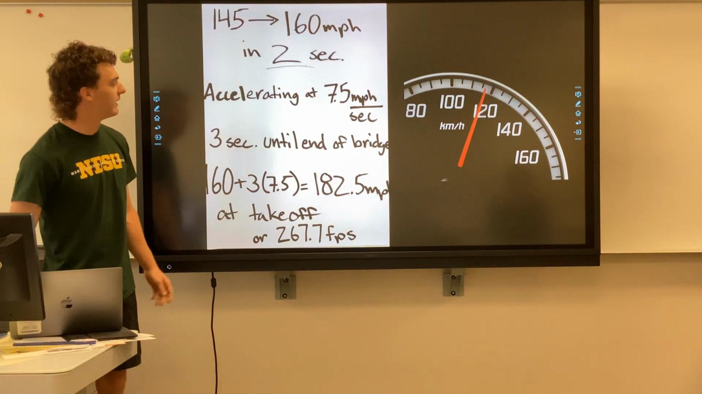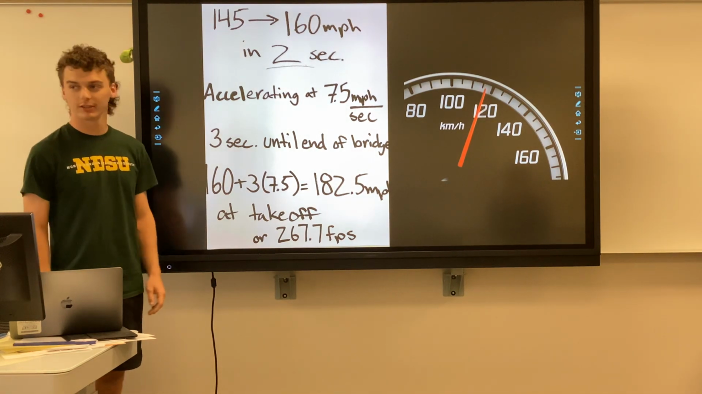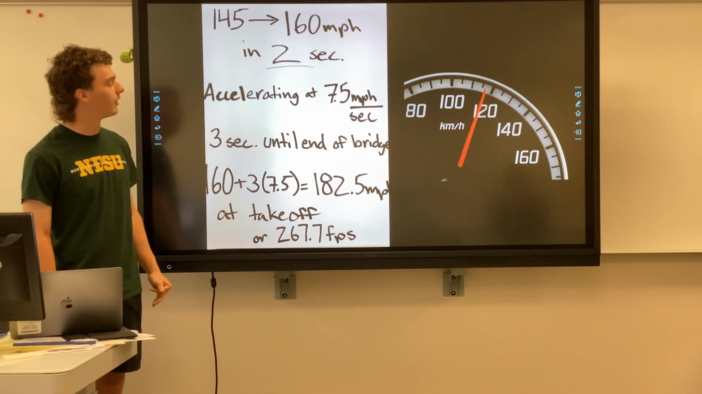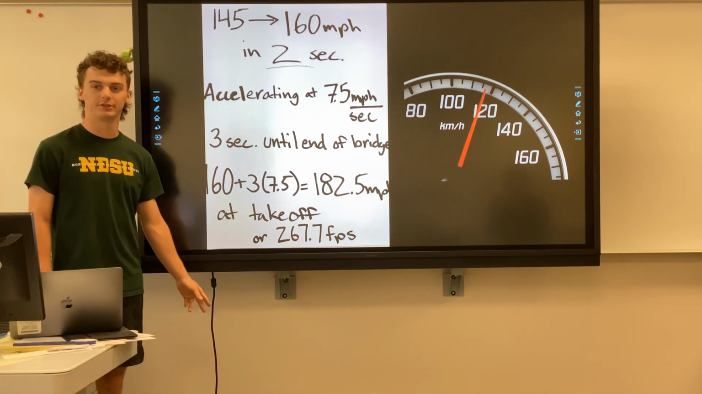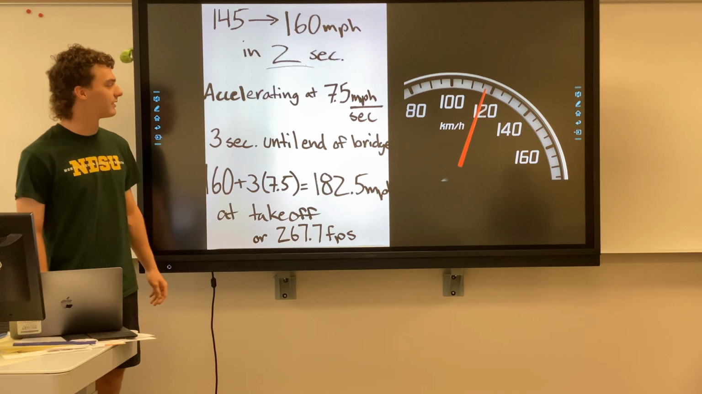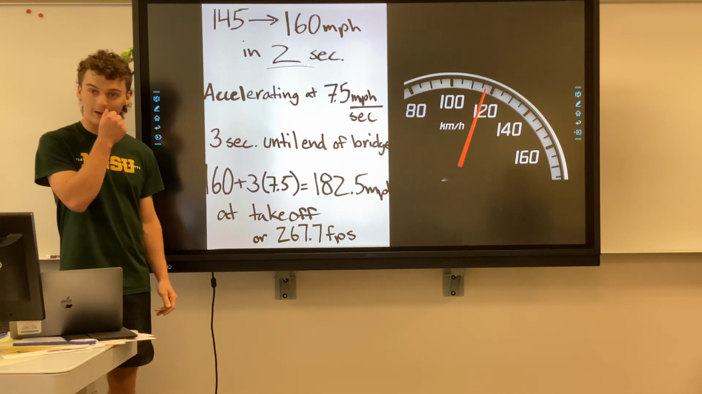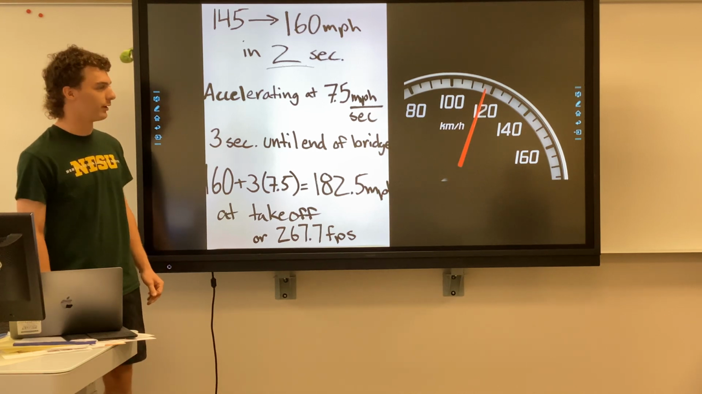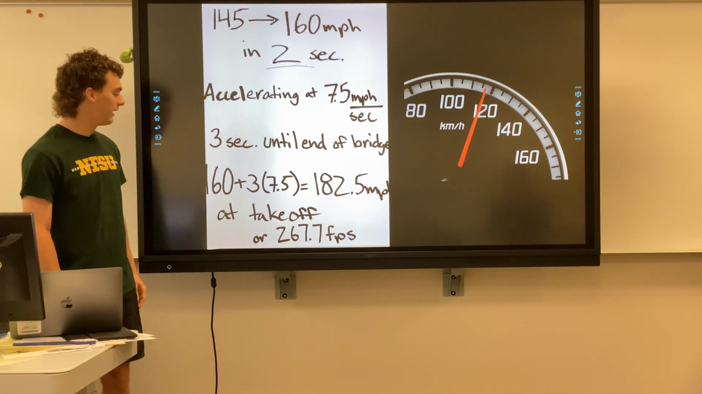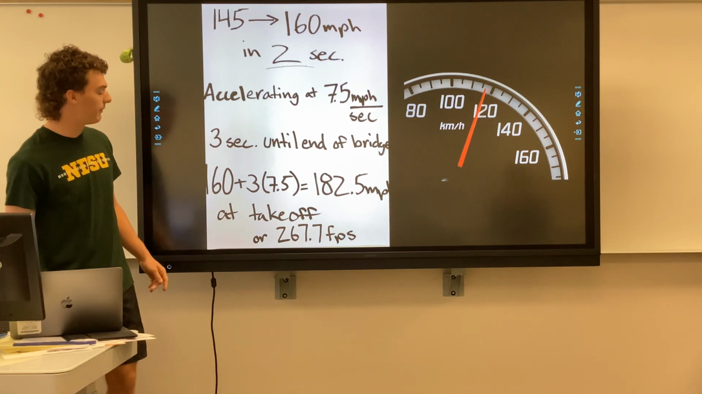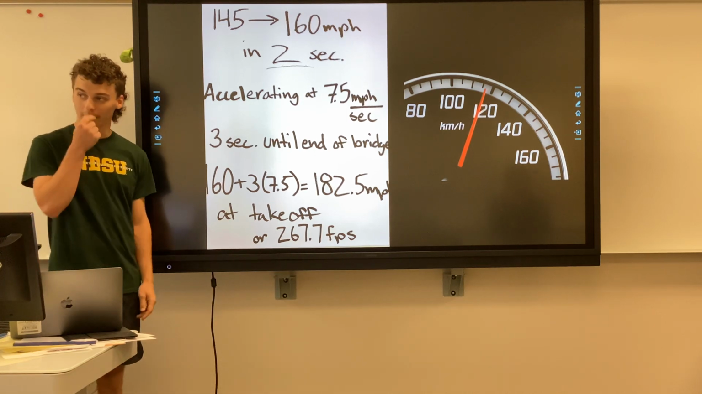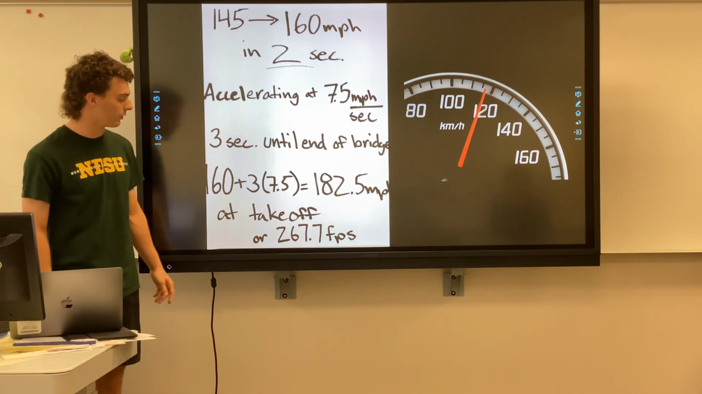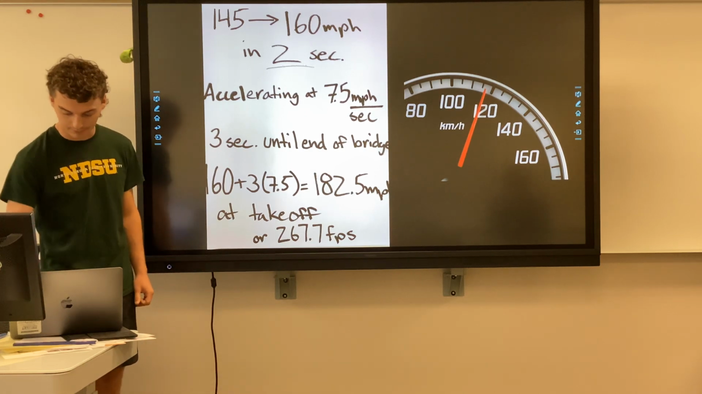The main thing that I know is when watching, there's a clip where it showed his speedometer going from 145 to 160 miles per hour in 2 seconds. And so we can see that he's accelerating at 7.5 miles per hour per second. And there's 3 seconds until the end of the bridge once that clip fades away. So using that, we can see that at the end of the bridge, he's going to be traveling around 182.5 miles per hour at takeoff, or 267.7 feet per second.